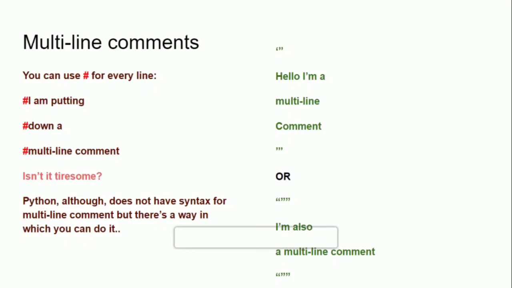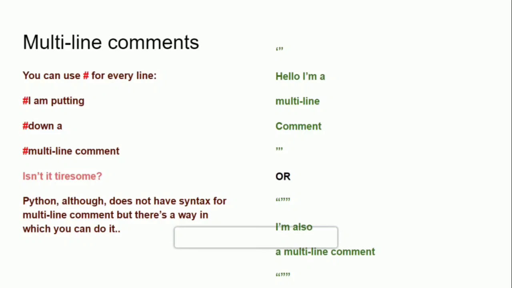Now let us see multiline comments. If you have to write various lines in your comment, how will you write them? You can use hash for every line. Suppose you are writing various lines. In the beginning of every line, you can put hash. Like here you can see, hash, I am putting down a multiline comment. You used the hash character at the beginning of every line. Isn't it tiresome?